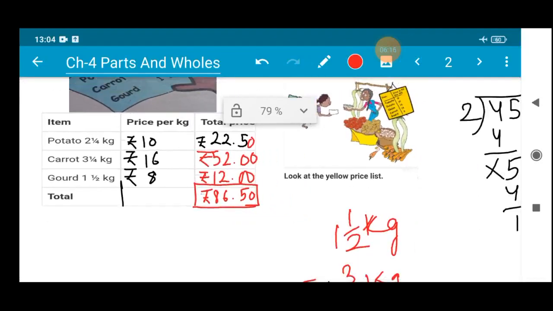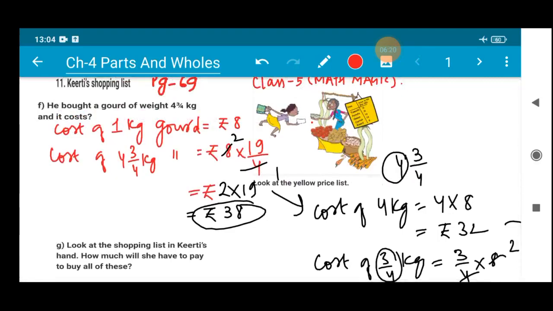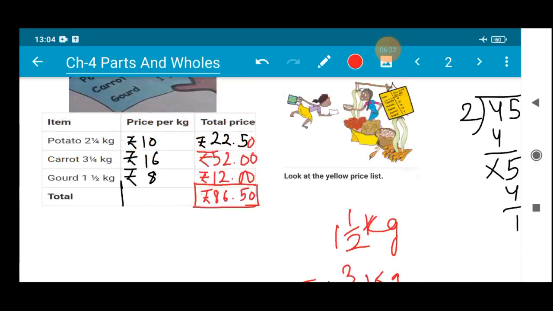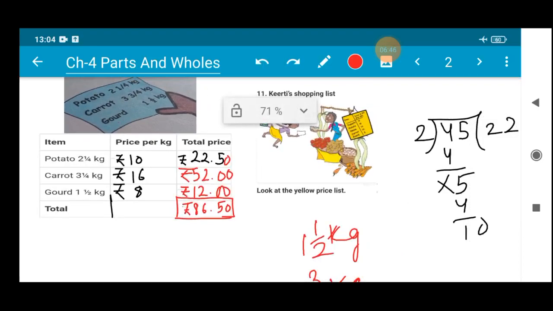Okay, so I hope you people have understood. I've already discussed in the previous class also for different amounts of weight in kg of the different vegetables she is buying. We have calculated for half kg, for 2 kg, for 3 kg. So I have done the same way here, and the total price which she has to pay is rupees 86.50 for this list. Okay, so this is the way of doing. I hope you people have understood this.